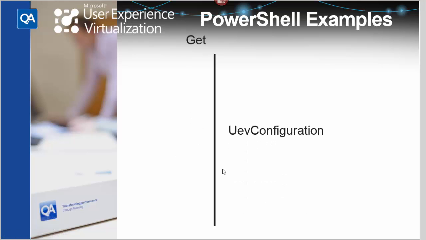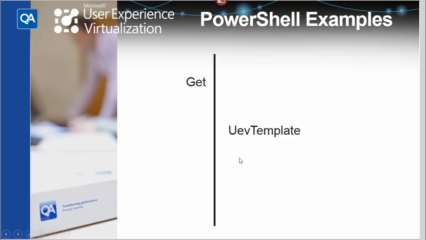With UEV configuration, I have the option to get the configuration, so we can see what the current agent is configured for. I can clear it back to its default settings. I can export the configuration, and this is useful if I've got like a test environment and I want to export the settings from there into a live environment. And I've also got the import capability to import the exported settings, and we have the manual set command to set any of the configuration options through PowerShell.